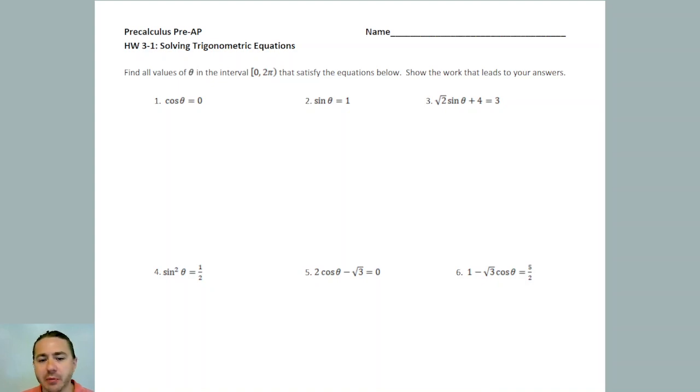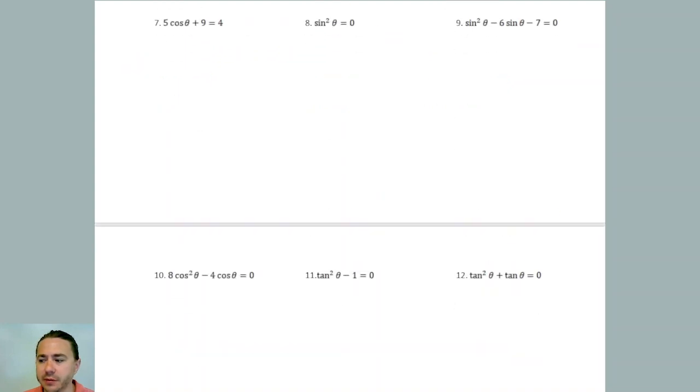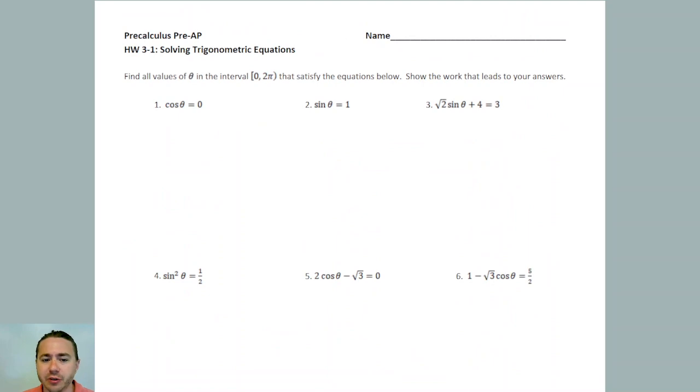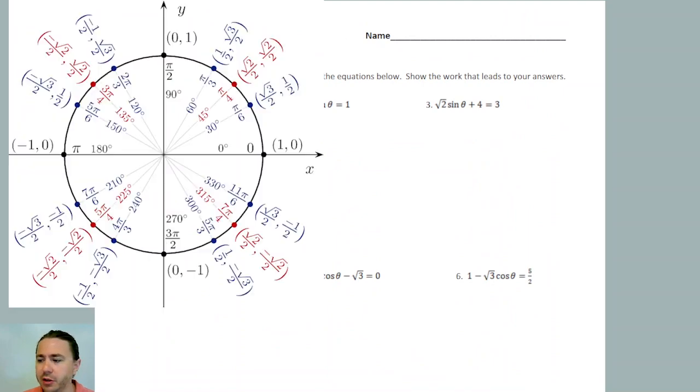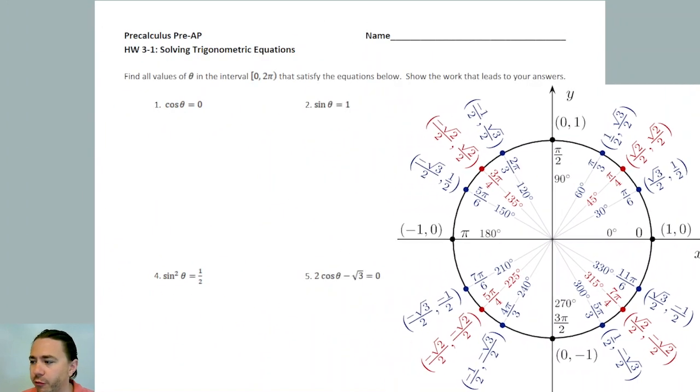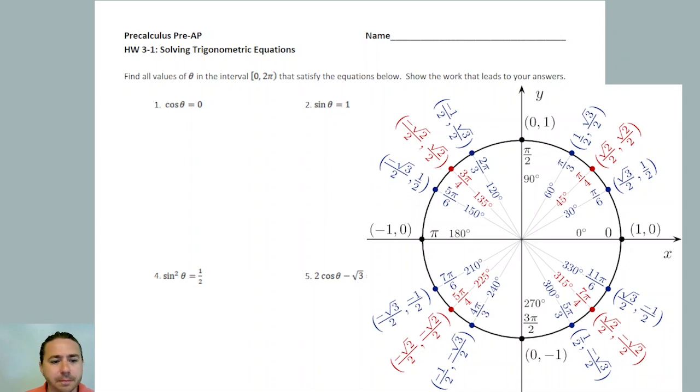The main strategy I'm going to use on all these problems, and there's quite a few of them here, is I'm going to try to isolate the trig function itself, and then I'm going to use my good old-fashioned unit circle here to evaluate or to solve for whatever the missing angle is here.